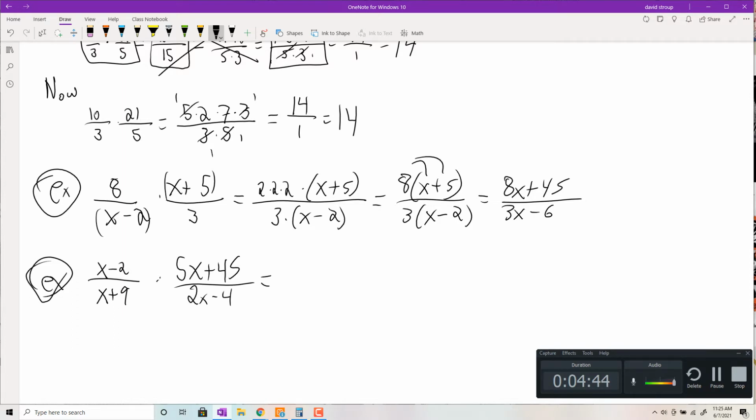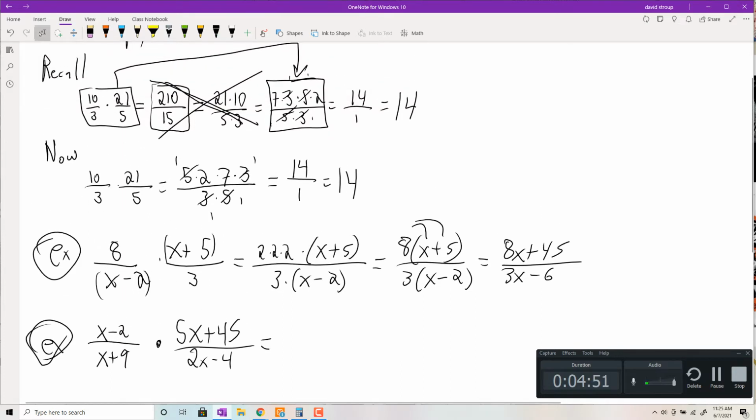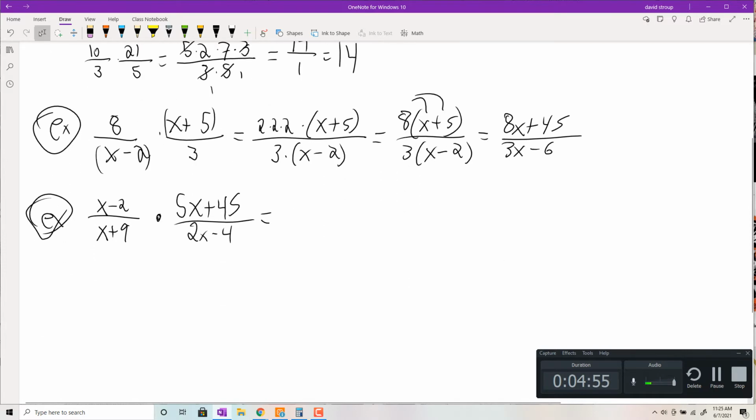Okay, so again, instead of multiplying this out, instead of foiling and all that jazz, you're skipping that part. You're not doing this part where you multiply out. You're automatically factoring everything and putting everything in the numerator from these two, so you have an x minus 2 times, and I could factor the 5x plus 45, right?